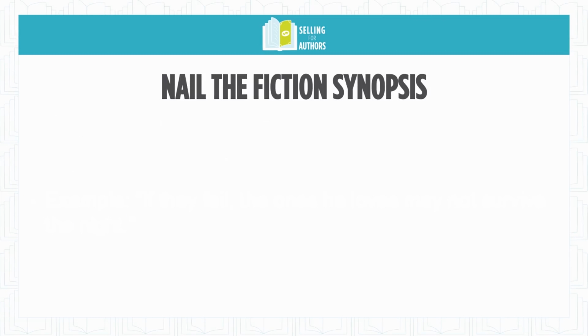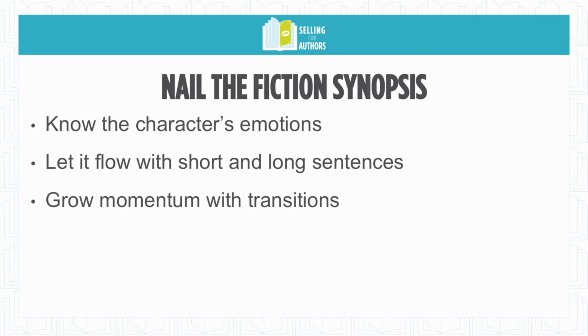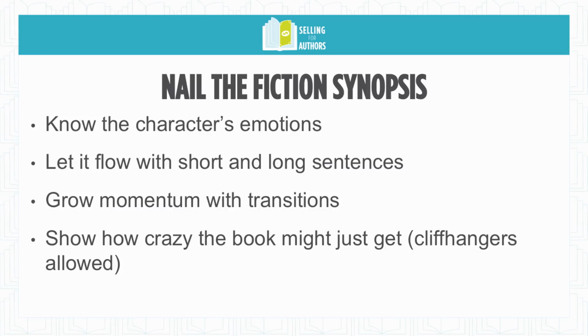So, to nail the fiction synopsis, you need to know the character's emotions, connect those readers with your character. You need to let the description flow with short sentences and long sentences, mix it up. You need to use transitional phrases to grow that momentum as you continue, and you want to show just how crazy the book might get using cliffhangers at the end. Leave them wanting more. So the only way to fulfill that more is by buying the book.